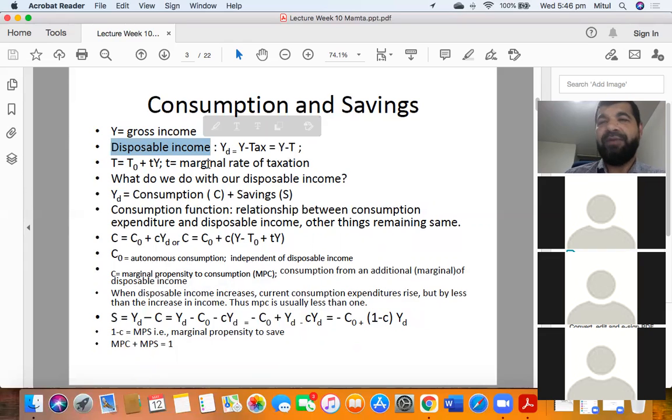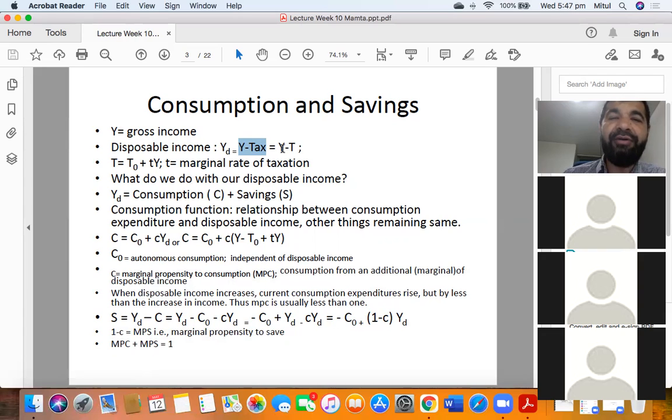Whatever you are earning, you have to subtract the taxes. Let's say you earn $1,000. From the $1,000, you pay the government, let's say, $100 as tax. So $900 will be left for you to spend the way you want. This money is known as disposable income. So income minus tax is your disposable income.